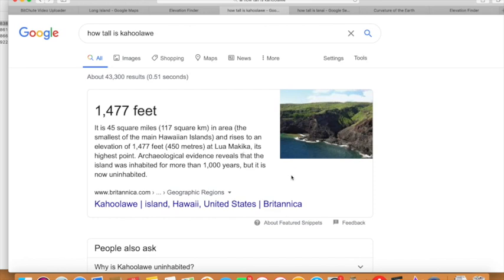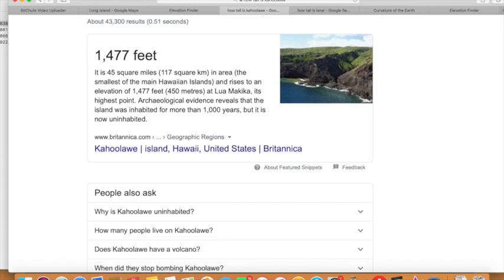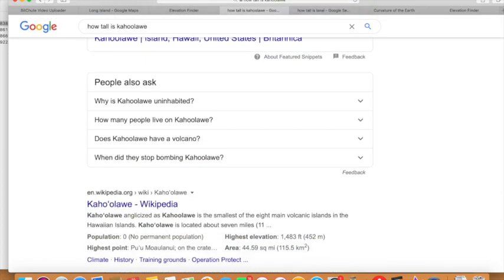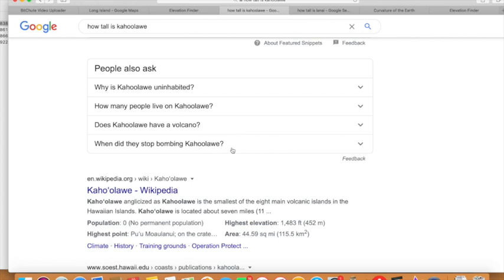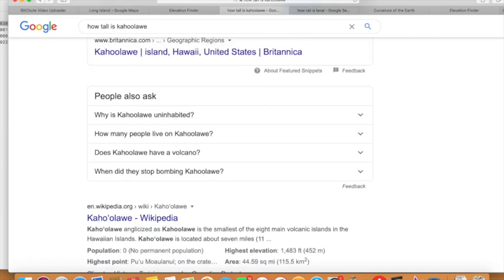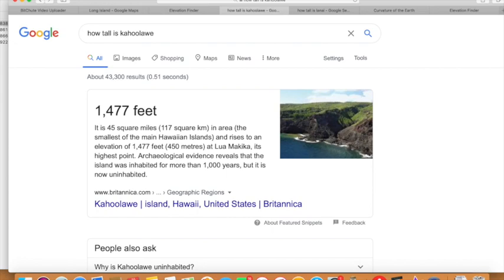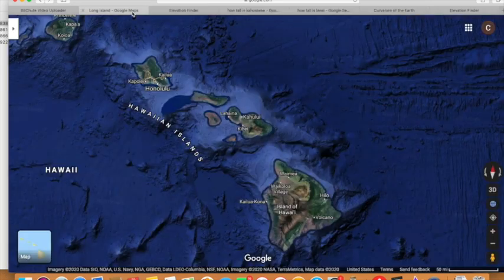Kaho'olawe is a very desolate island. Nobody lives there. Nobody wants to go there. And they've been bombing that island for the longest time, making sure the bombs work. They've got to make them explode first to make sure it works. Does it make any sense? Anyway, let's look at our map and measure the distance.